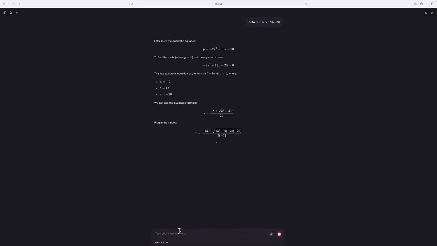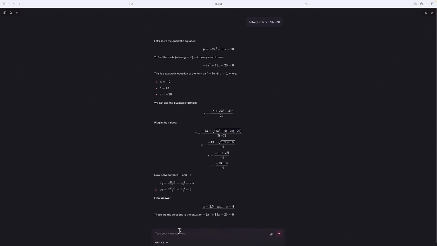And it says, let's use a quadratic equation. It writes it out in nice LaTeX format. To find roots where y is equal to 0, set the equation equal to 0. That you would do. And then you can see that the quadratic equation form is ax squared plus bx plus c equals 0. That's true. And the coefficients, a is equal to negative 2, b is equal to 13, c is negative 20.